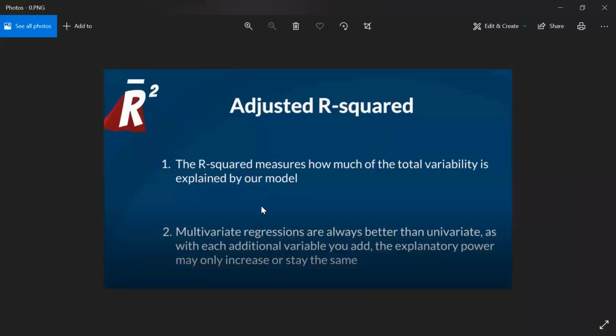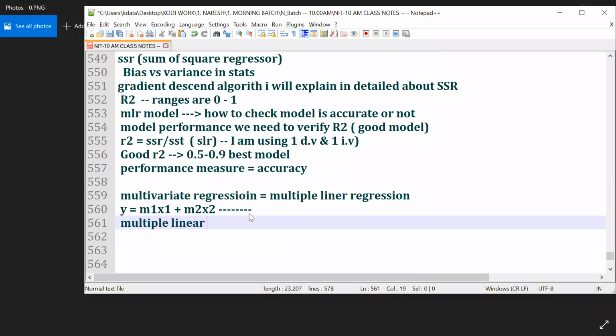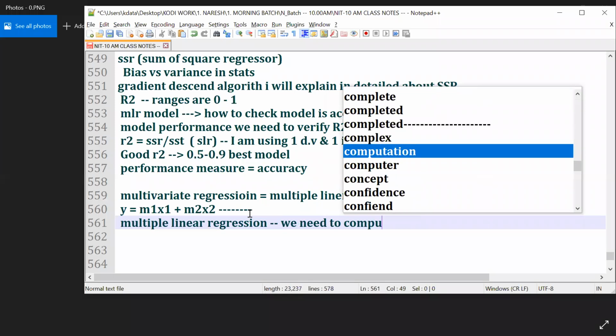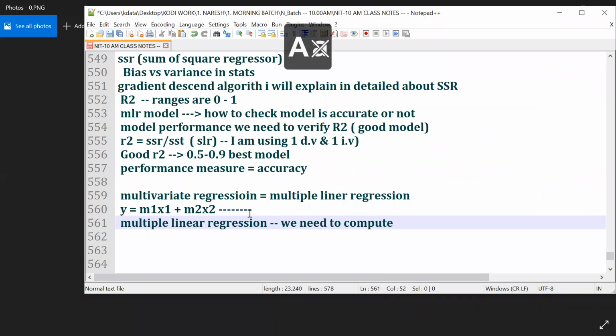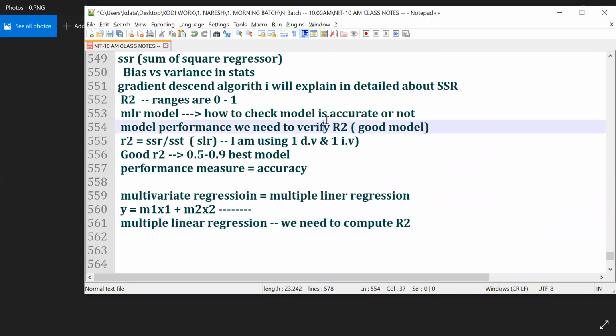For multiple linear regressions, we have to compute adjusted R square. Understand? If I take R, you can mention a line over it, guys. Yeah, this is called adjusted R squared. Are you understanding or not, team? Clear?